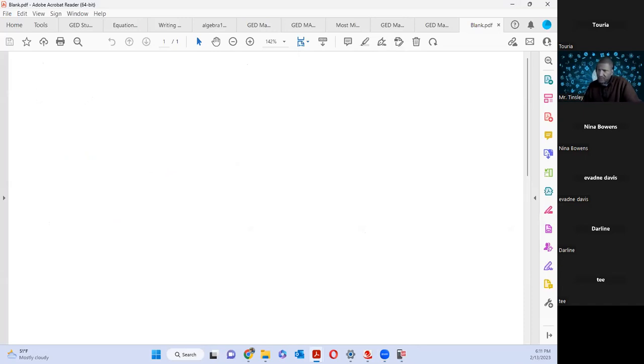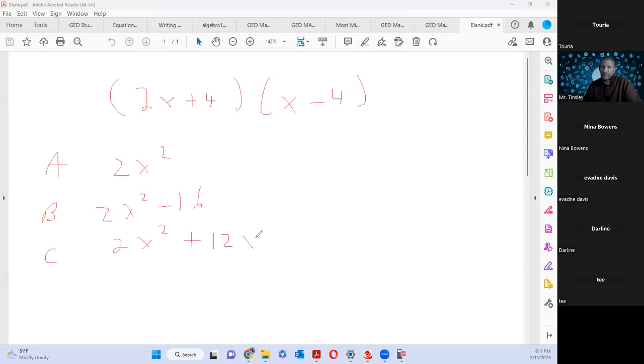Another example of a question you might see is 2x plus 4 times x minus 4. A is 2x squared. B is 2x squared minus 16. C is 2x squared plus 12x minus 16. D is 2x squared minus 4x minus 16.